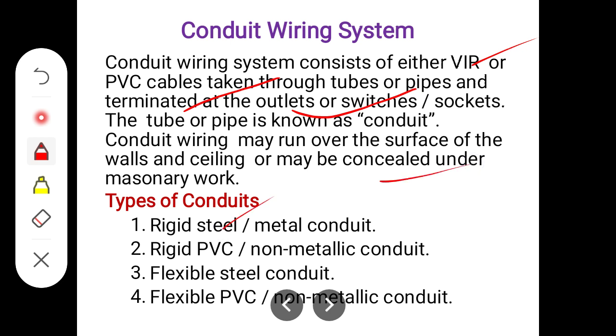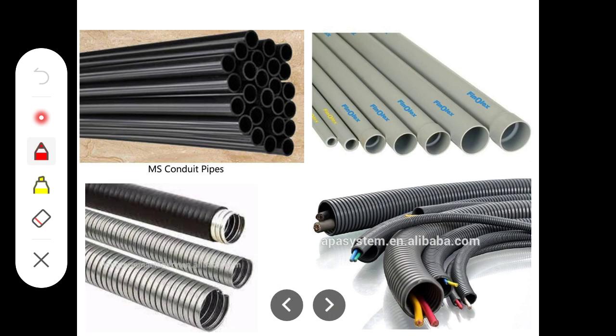So depending upon the conduits, mainly PVC, and for higher voltages we go for rigid steel, non-metallic, flexible steel conduits and flexible PVC type. So here are the different types of conduits. These are the metal and PVC. This is the spring type steel flexible cable.